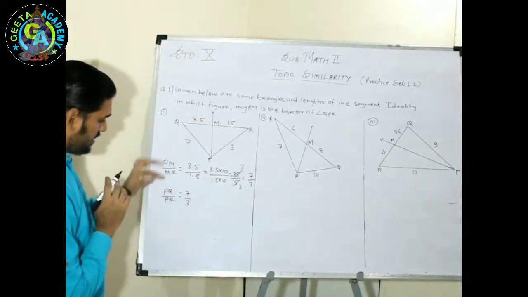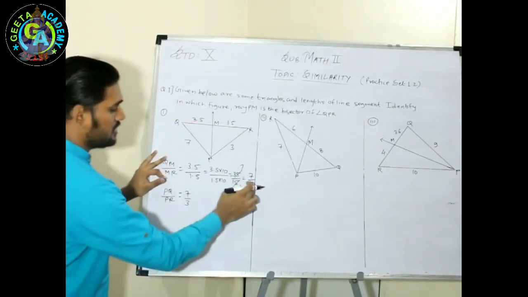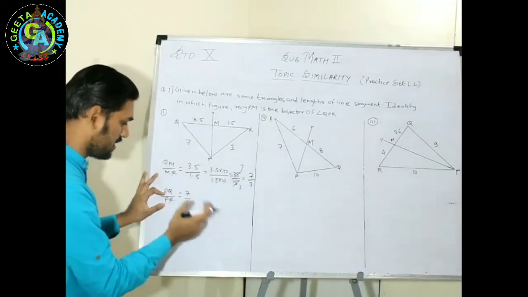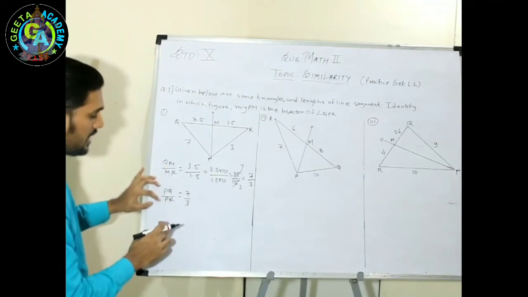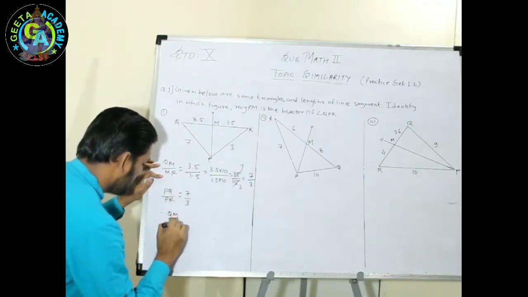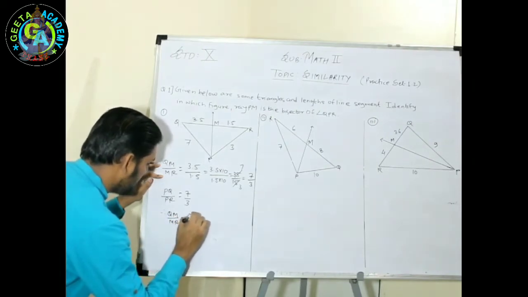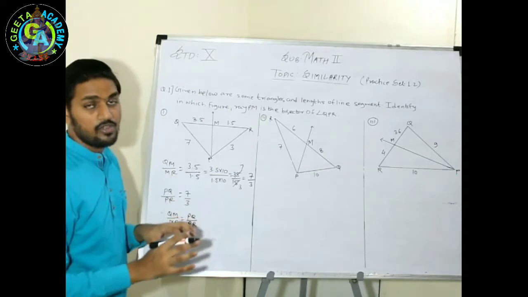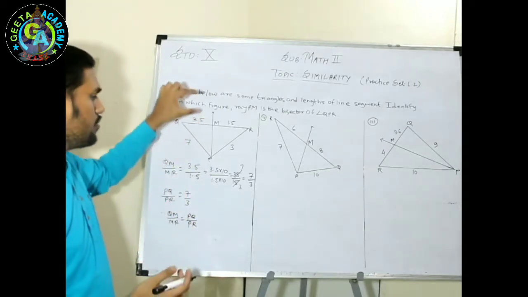So if we see, QM upon MR is giving 7 upon 3. PQ upon PR is also giving 7 upon 3. It means these two ratios are equal. So we can say that therefore QM upon MR is equal to PQ upon PR. So our ratios are equal. So we can say that this is the bisector.